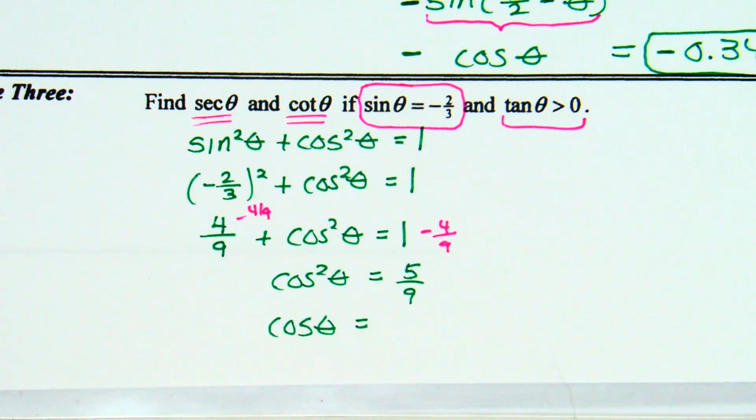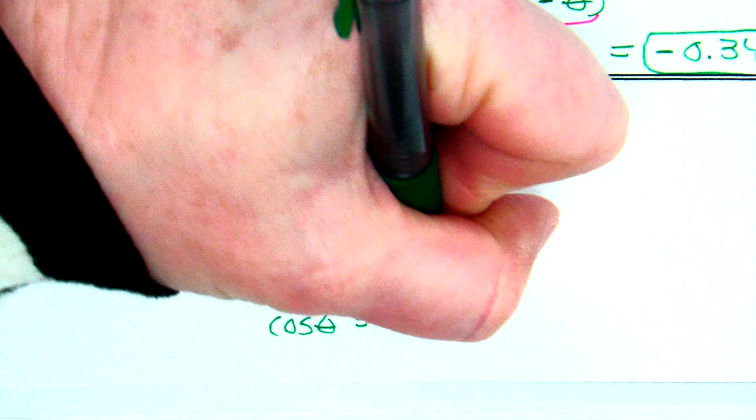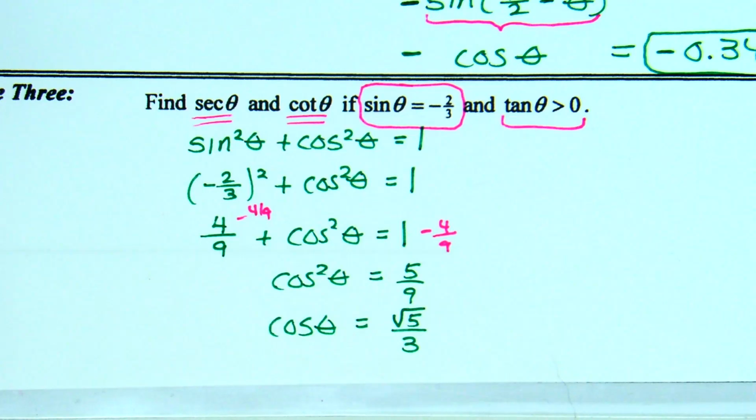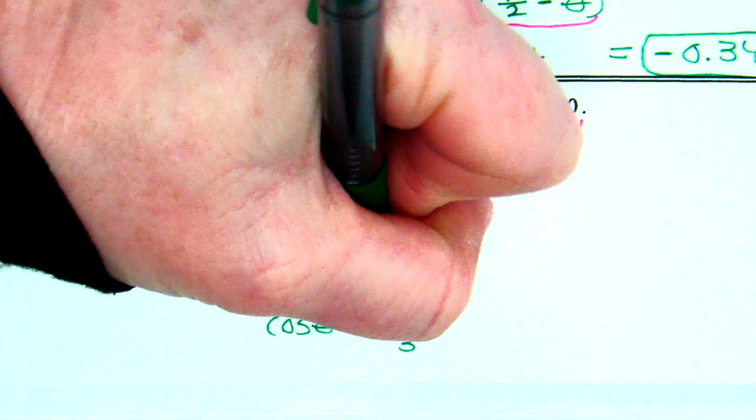Okay, we could say square root of 5/9, but be smart about this. Square root of 5, do I know square root of 5? No, I like square root of 5 is good. Square root of 9, what do you know? That's 3. So I'm going to call this square root of 5 over 3. And what should we consider? Plus or minus.